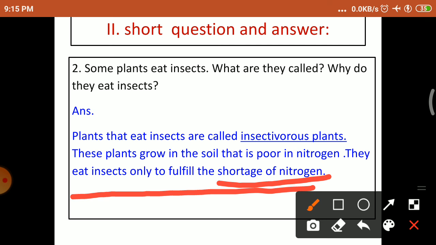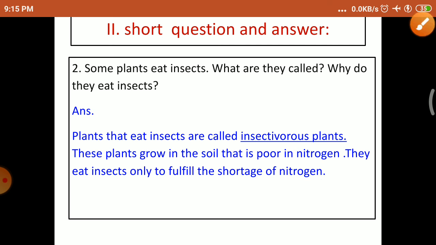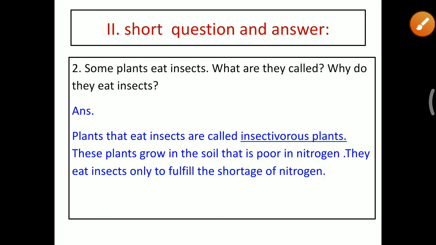So, why are these insectivorous plants eating insects? To fulfill the shortage of nitrogen. Nitrogen is very important for plant growth. Insectivorous plants do not get sufficient nitrogen from the soil, so by eating insects they fulfill the shortage of nitrogen. After completing this second question, you have to draw a double line.